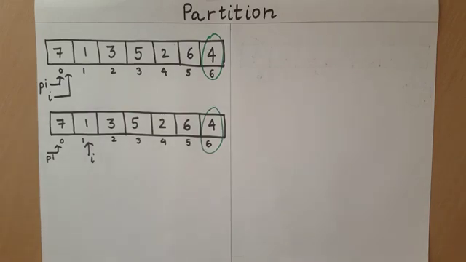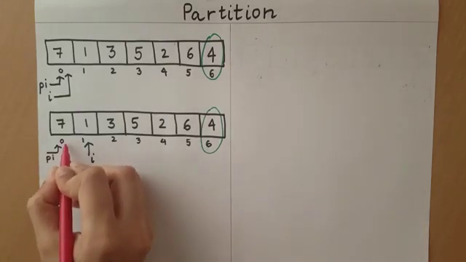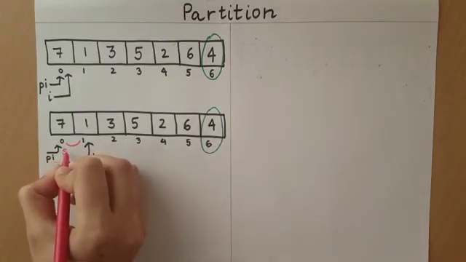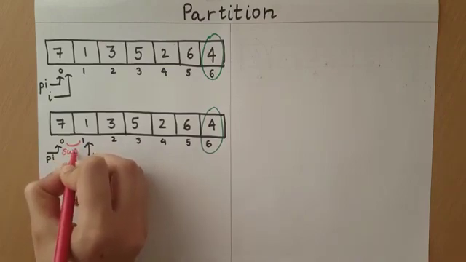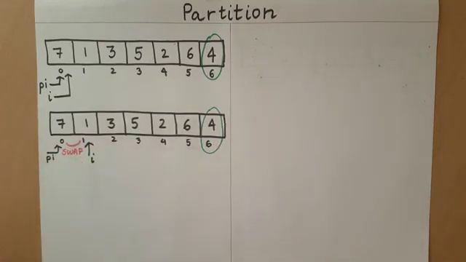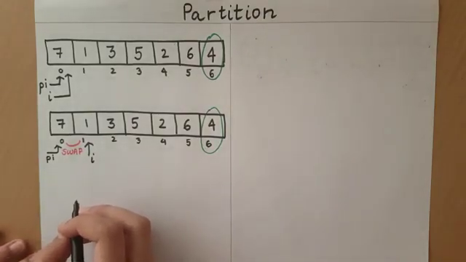What are the changes we will make? First, we will swap the elements at pi and I. Upon swapping the elements of pi and I, we will get an array which looks like this.